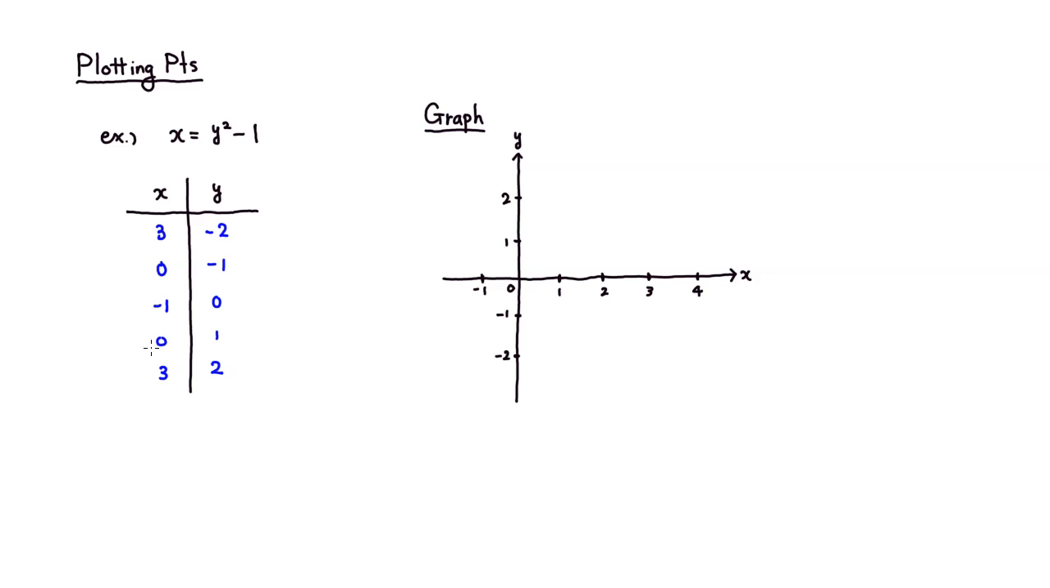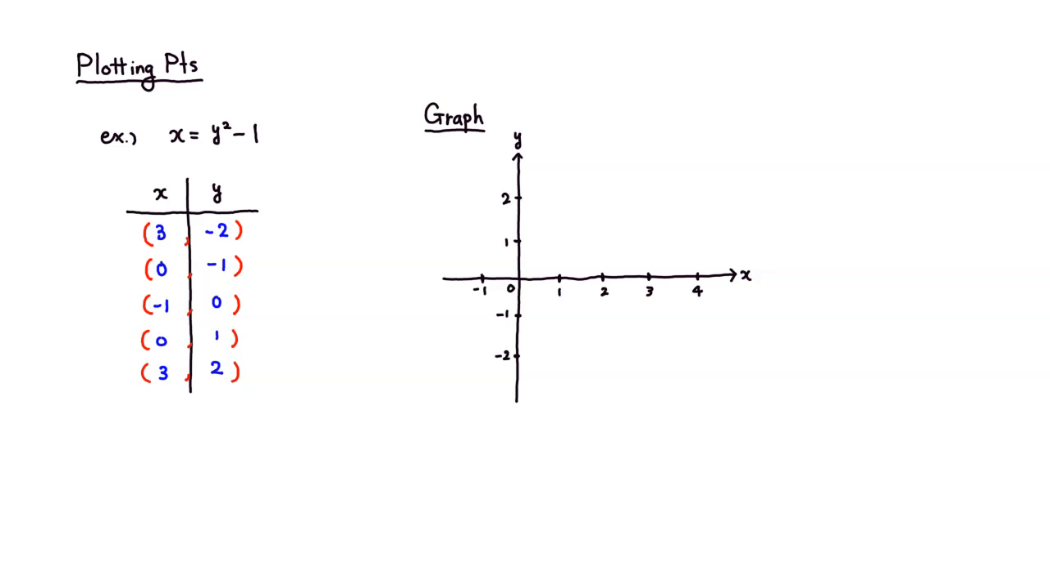And each pair represents a point on the xy plane. So we're going to look at it like this. The first point is 3, comma, -2. The second point is 0, comma, -1. The third point is -1, comma, 0. Then you have 0, comma, 1. And the last point is 3, comma, 2. All right, so let's plot these 5 points.